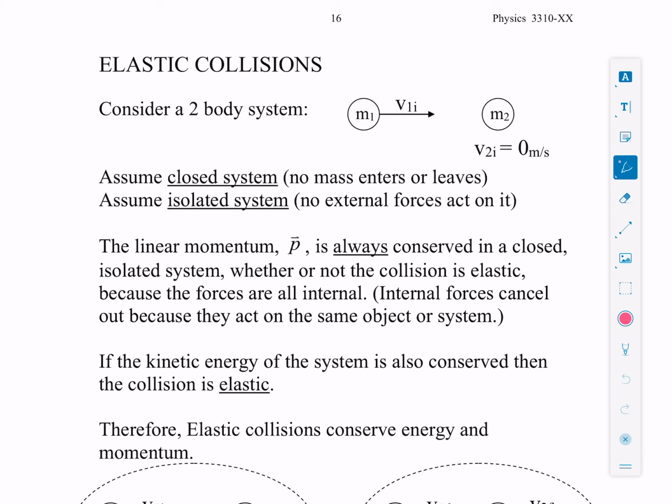There are 2 assumptions that we're going to make. We are going to assume that it is a closed and isolated system. They will always be closed and isolated. You do not have to worry about what if they're not. Closed system means that no mass enters or leaves, and an isolated system means there's no external forces. So obviously there's forces, but all of the forces are internal. So the force on the one object on the other versus the force on the other object on the first one would be internal forces. So we can say that the linear momentum is always conserved in a closed, isolated system, whether or not the collision is inelastic or elastic.